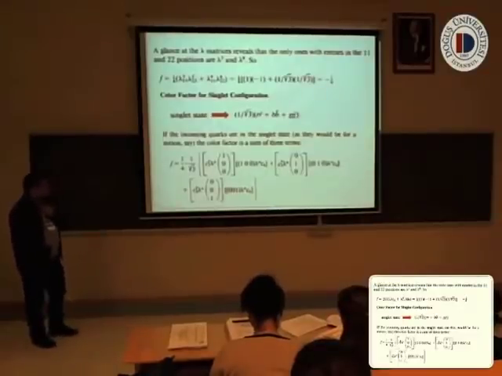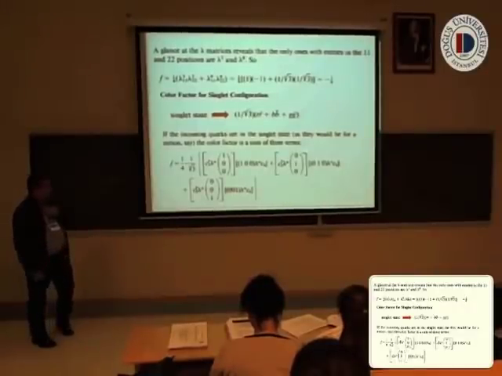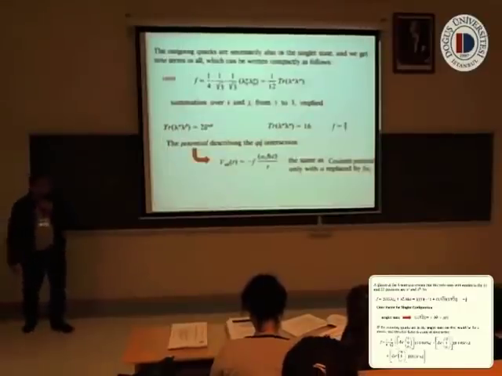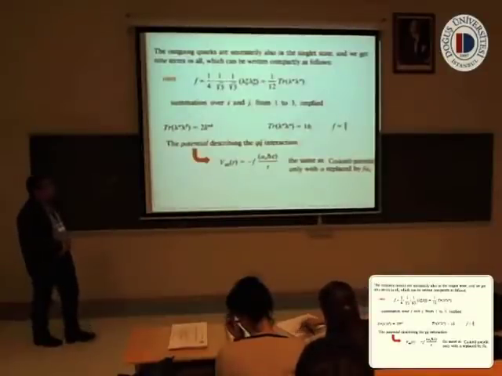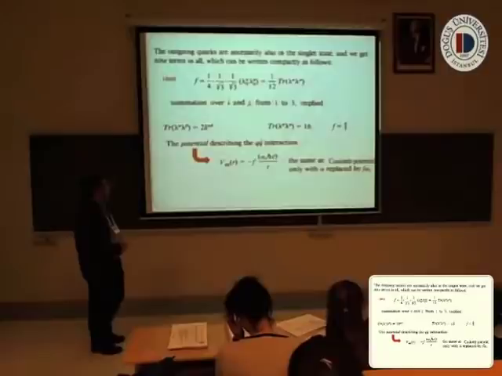Now we will put the values of C3 dagger here, and C4. So if we put these values, we will have nine terms, and in compact form we can write the color factor for singlet case in this form. And as a homework, you show that we can write the color factor in a similar case in this form. And here i and j run from 1 to 3.